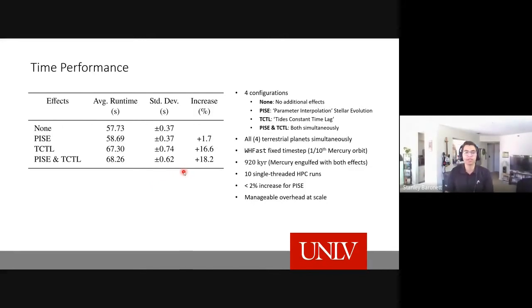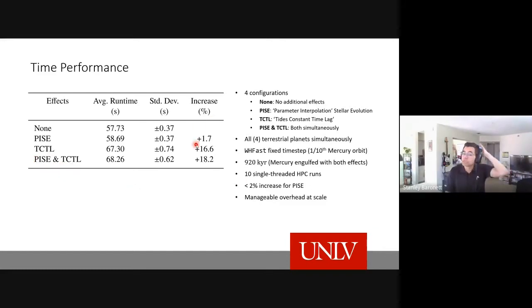And so what we did in these cases is run 4 different setups. One where we have the fiducial case, there's no effects loaded whatsoever. In the second case we have just the parameter interpolation, so no tides. The third case, tides only, but no parameter interpolation. And then the last one being both of the effects simultaneously.